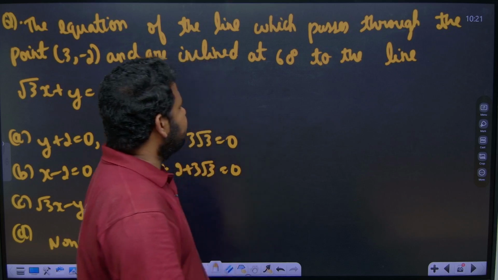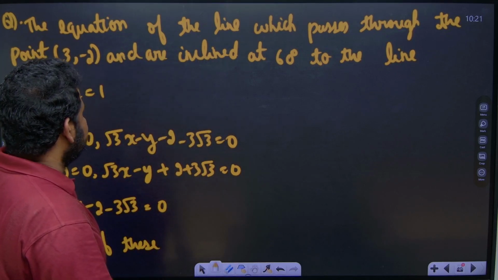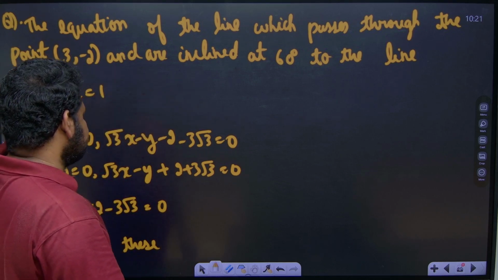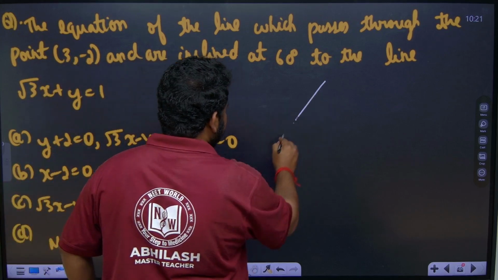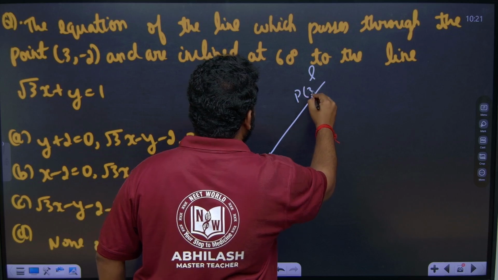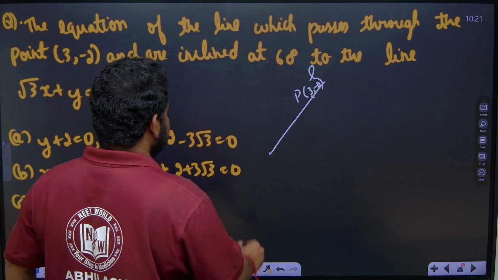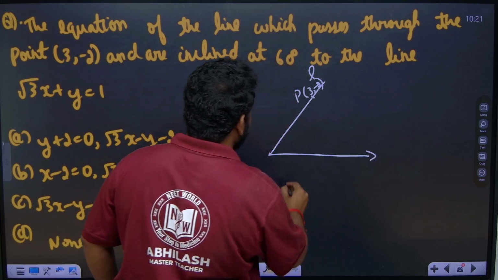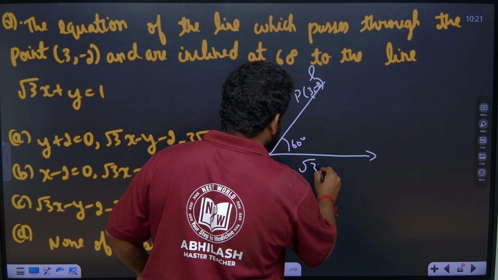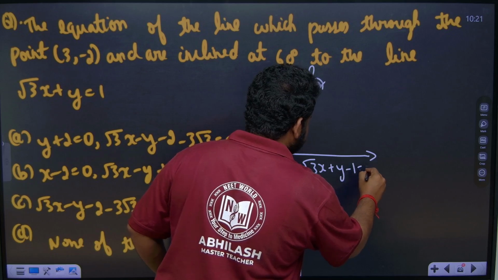Look at this. The equation of the line which passes through the point (3, minus 2) and is inclined at 60 degrees to the line root 3 x plus y is equal to 1. There is a line, let it be L, which passes through a point, let it be P, (3, minus 2), and is inclined at 60 degrees to another line, root 3 x plus y is equal to 1, or I can write it as root 3 x plus y minus 1 is equal to 0.